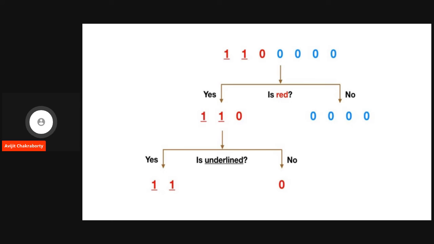Here, the model basically tries to identify the features that are present. The model is basically trying to understand the features present for that particular data set. In this case, it's whether the digit is in red or whether the digit is underlined.